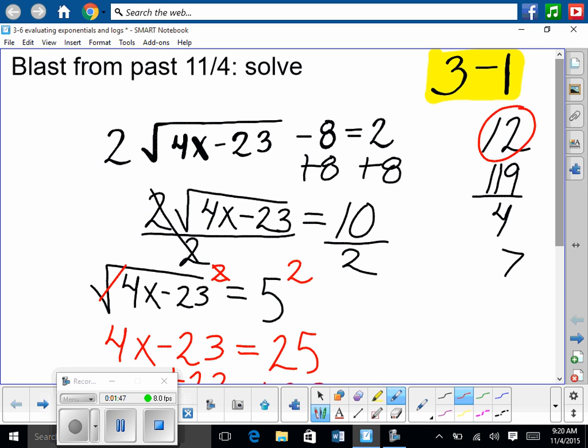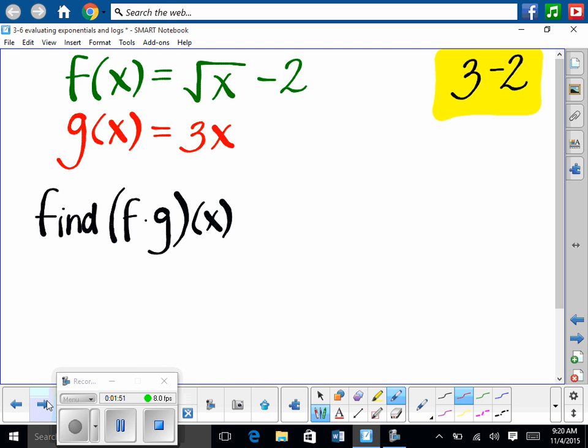Okay, good. So that's what we learned in 3-1, right? Okay, so it's been a while. We need to talk about everything that we've learned so far because this test is coming up. 3-2, we learned function operations. So let's go through, given these 2 functions, let's find f times g of x. So you tell me, how do I rewrite this? F of x times g of x.